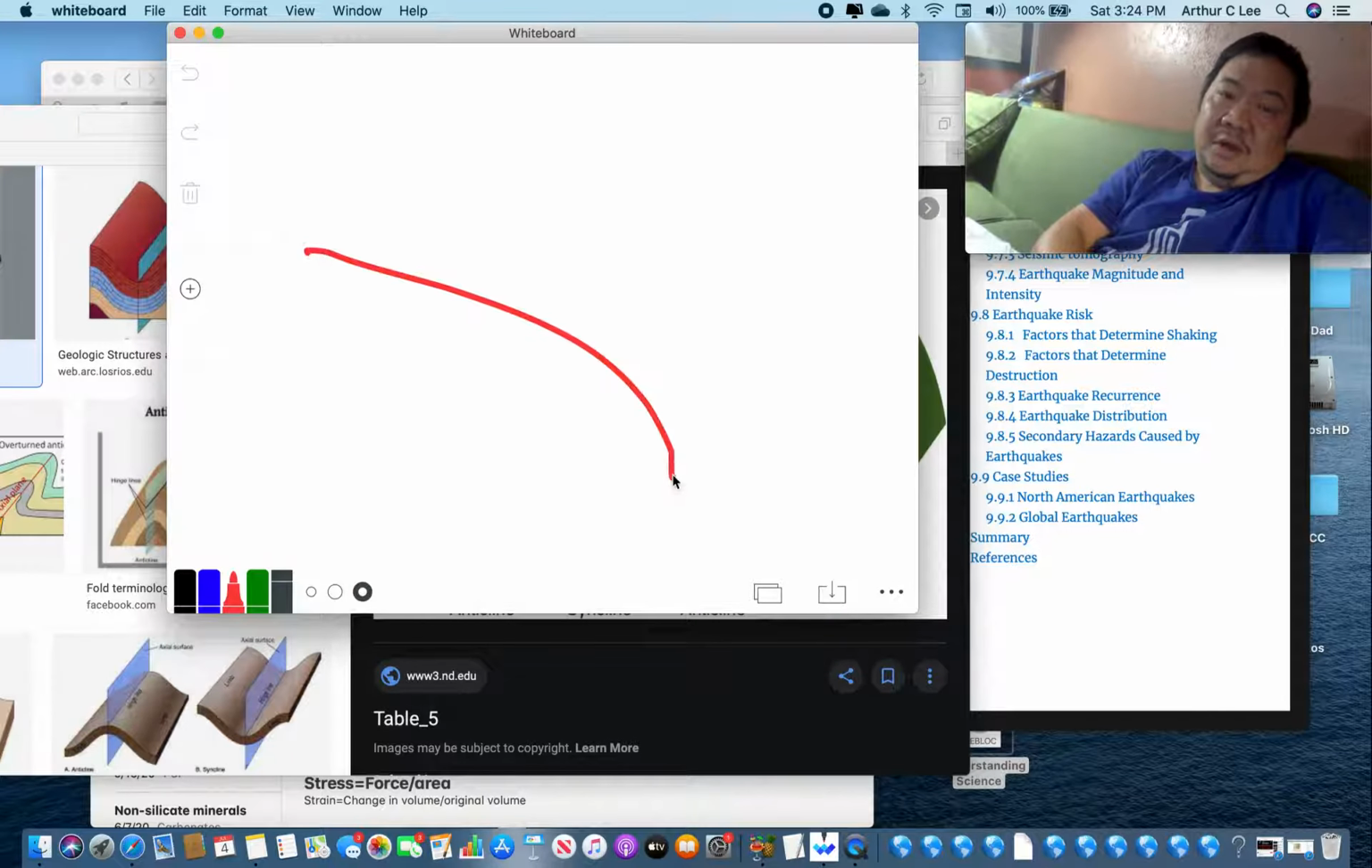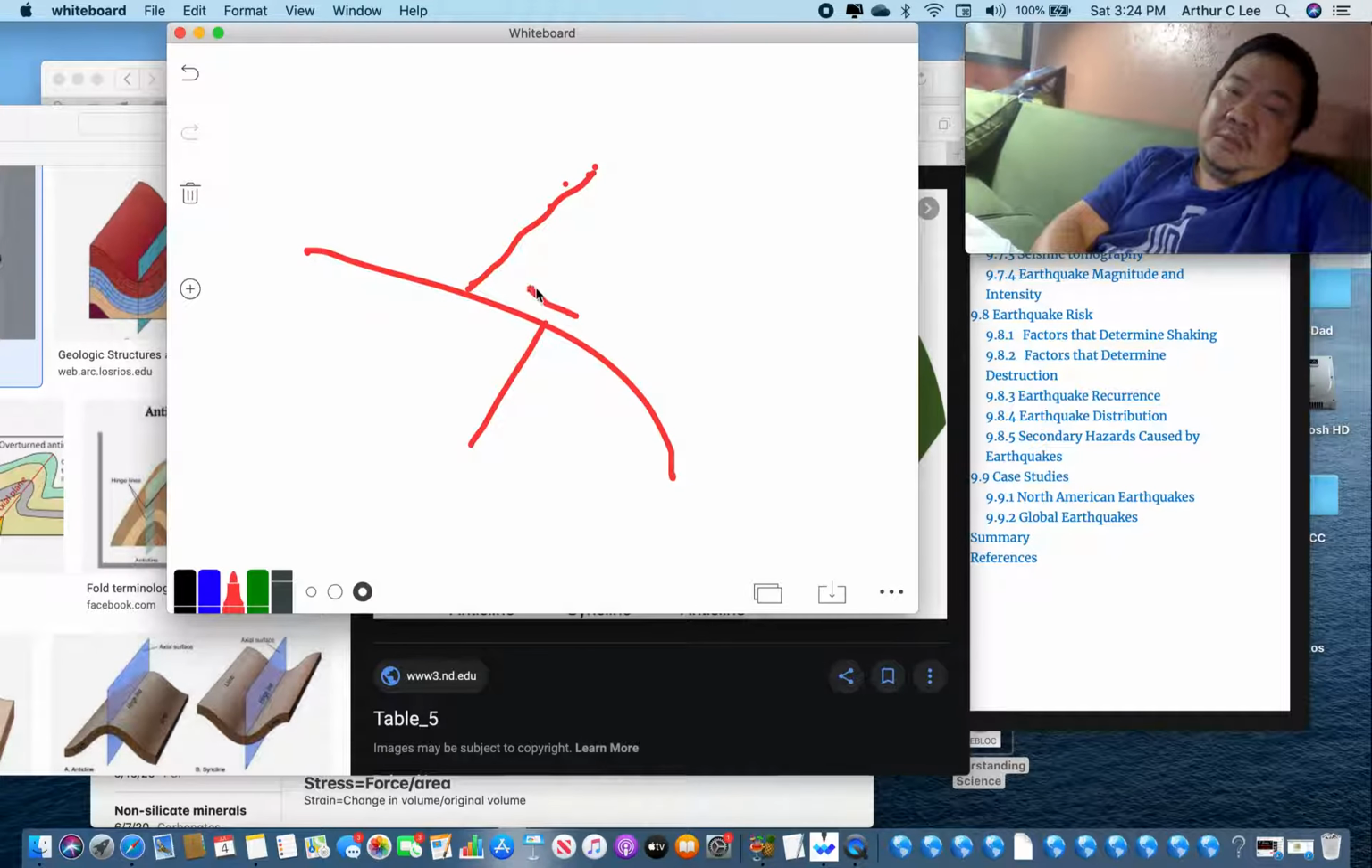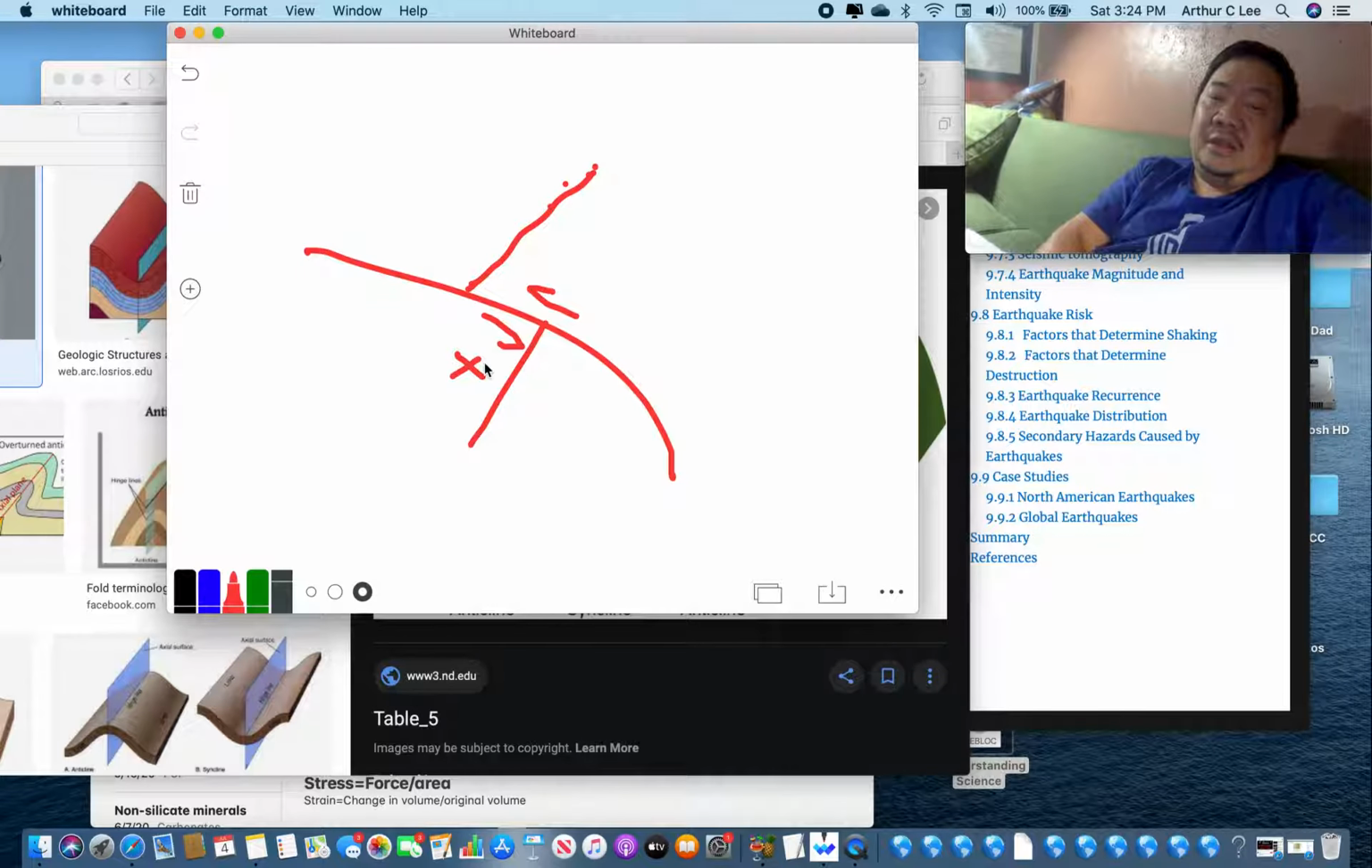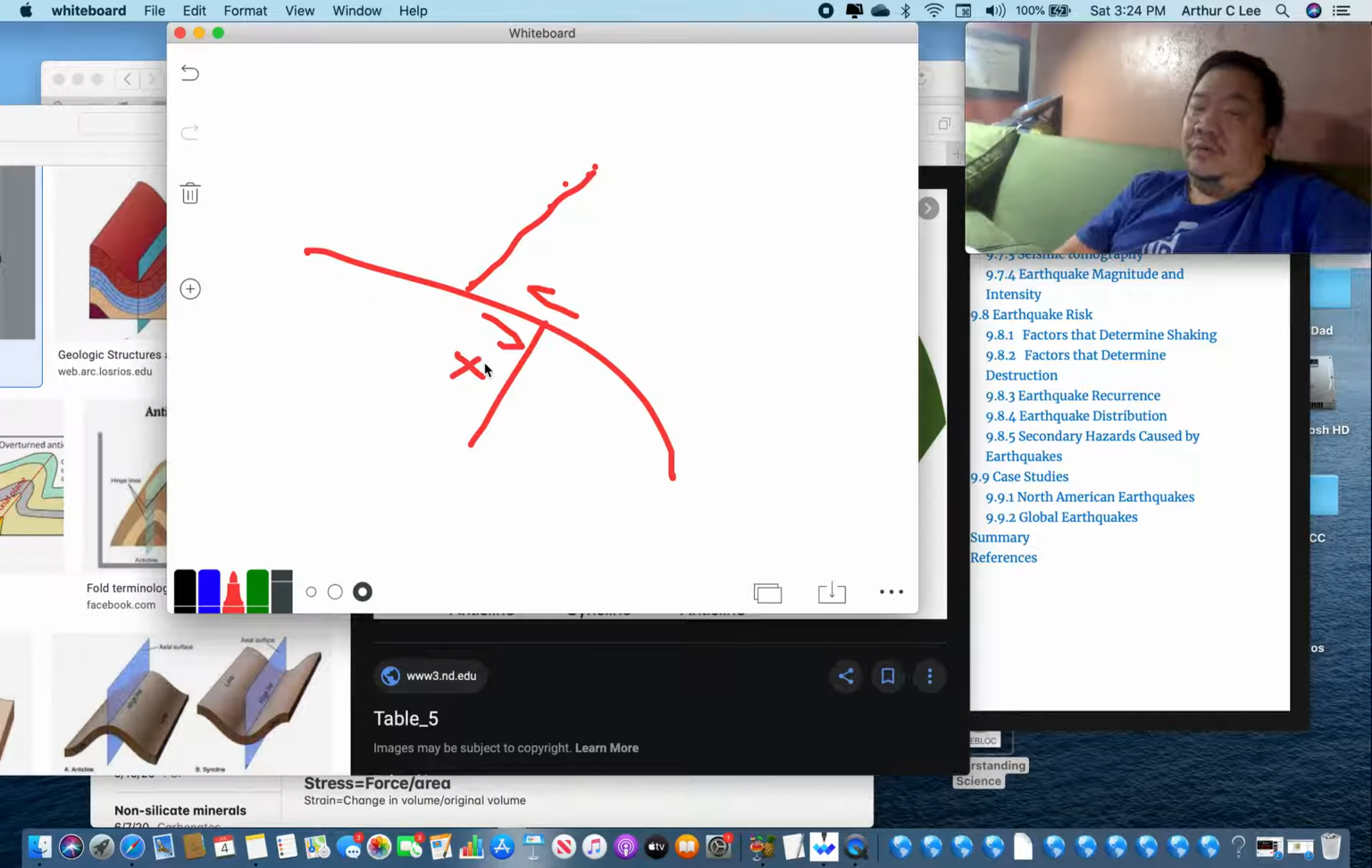Let's have another fault here. And let's say we have a fence here, and we have a fence here. After the earthquake occurs, this side moved this way, and this side moved this way. You're standing here. Which way did the fence on the other side of the fault move? It moved to your left. So this is a left lateral strike slip fault.